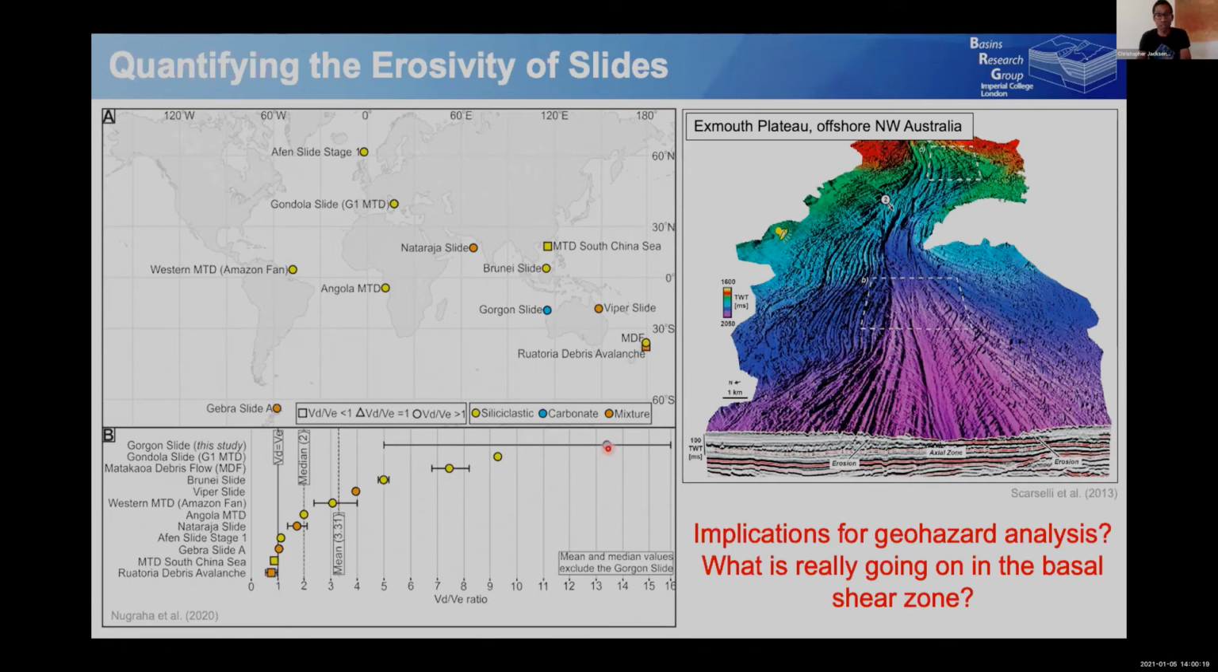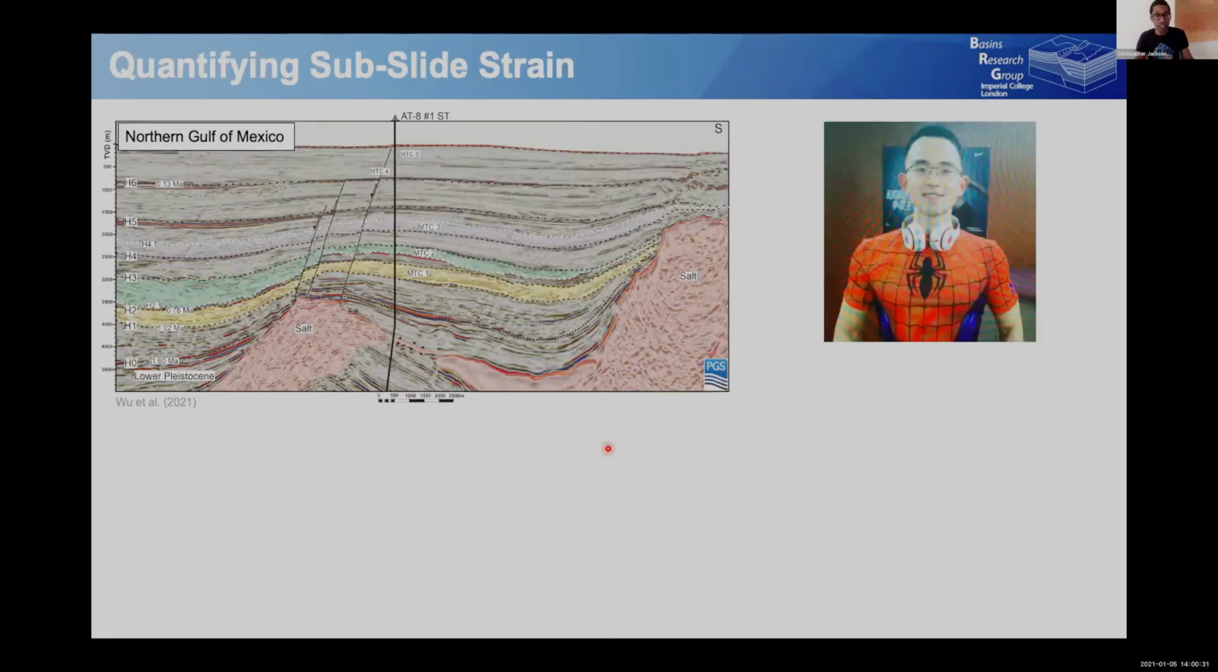And this is where I'm just going to finish the talk with one last case study where we're going to really drill in to the details of that basal shear surface or basal shear zone in terms of the processes. And to do that, I'm going to highlight some of the work of Nan Wu, who is a complete superhero, as shown here in this photo of him. Nan got his teeth into lots and lots of different things during his PhD, and one of which was this data set from the northern Gulf of Mexico.